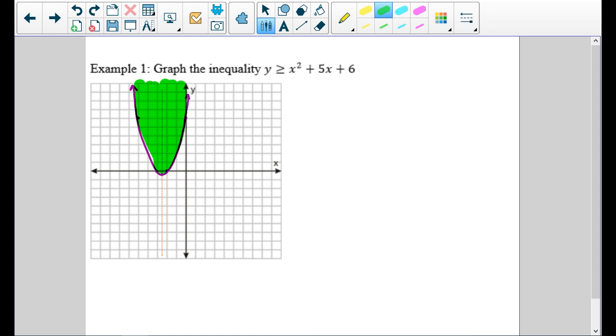Again, if you're not sure, you can always pick points and plug in. Let's say I'm not sure where I want to shade, but if I pick this point right here, 0, 0, a really easy point to plug in. 0 squared plus 5 times 0 plus 6. So again, is 0 greater than or equal to 6? No. So I'm not shading in that spot. I'm going to shade inside that parabola.